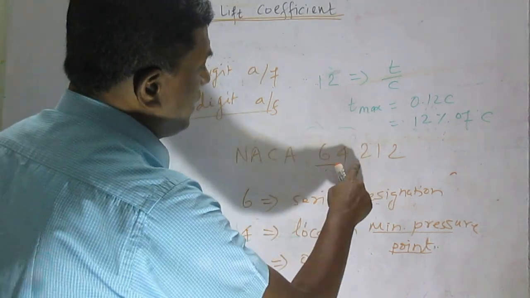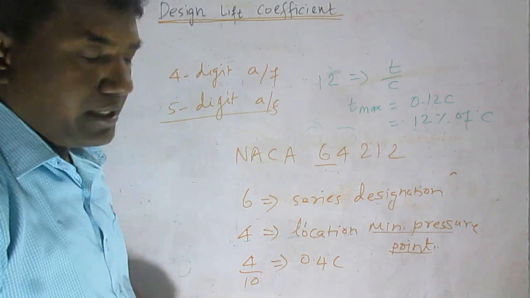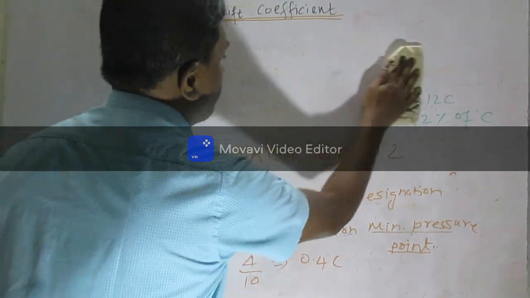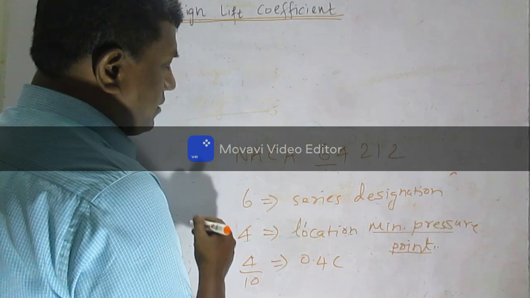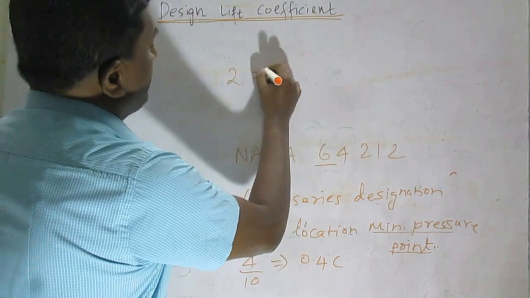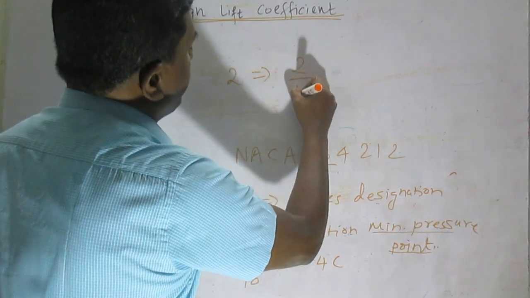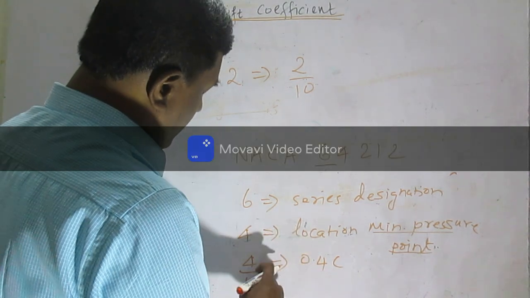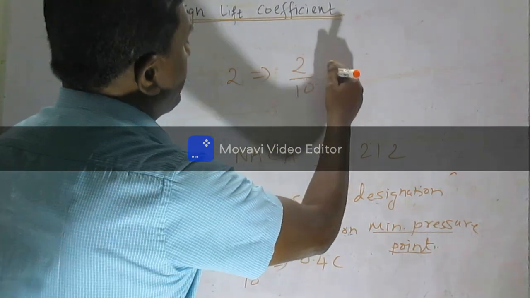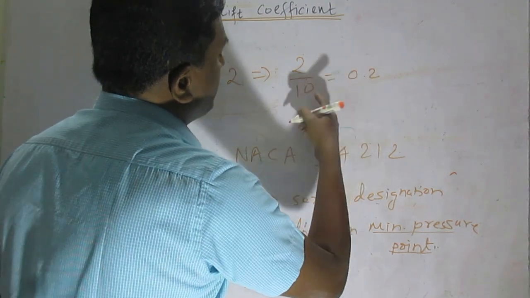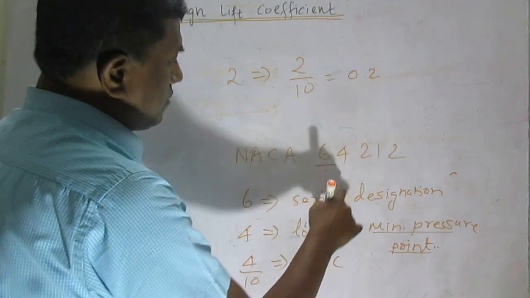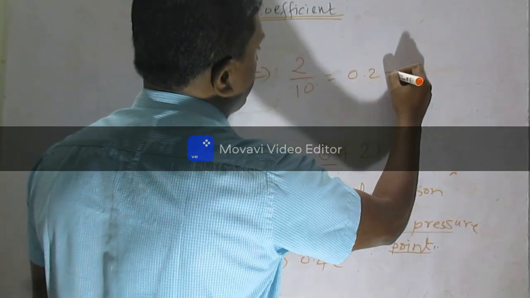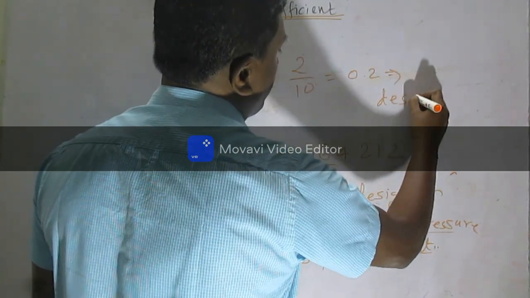Then the third digit gives the design lift coefficient. The third digit is 2, which is 2 in tenths. Here also we said 4 in tenths, that is tenths of the chord length. So 2 by ten is 0.2, and 0.2 is the design lift coefficient.